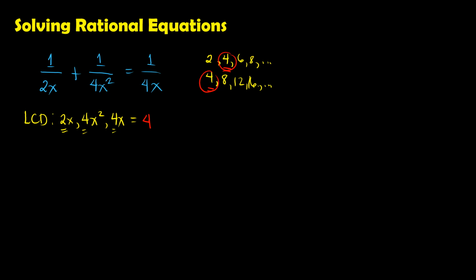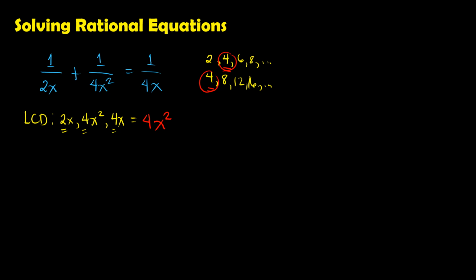Ngayon, ang tanong, paano naman sa variable? Kung mapapansin nyo, meron tayong x squared, tsaka x. Pare-pareho silang variable na x, nagkakaiba lang sa exponent. If that is the case, ang kukunin natin is yung variable na may highest exponent, which is squared. Therefore, our LCD is 4x squared.